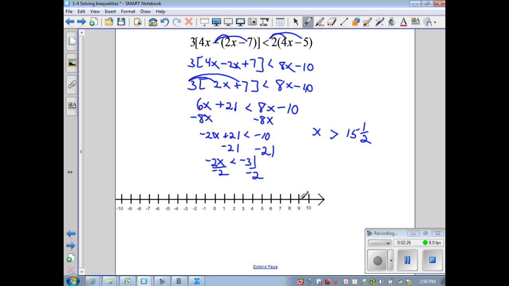My number line doesn't go out that far, so I'm just going to continue on with that and count out to 15, 16. Now, since this inequality is a greater than symbol, I'm going to use an open symbol for my point. Here I'm going to approximate 15 and a half with an open point. And since x is greater than 15 and a half, I'm going to shade to the right of 15 and a half, representing all values greater than 15 and a half.